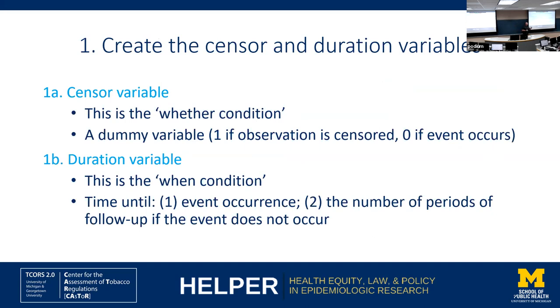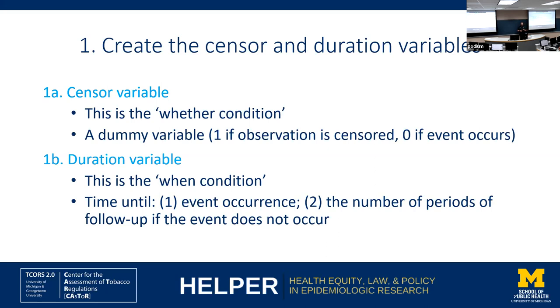All right, and if you think back to the weather and when condition for survival models, the censor variable is the weather condition. It's a dummy variable, one if the observation is censored and zero if the event occurs. So we're going to create the censor variable, right? Did the event happen, yes or no? So the weather condition, and then the when condition is the duration variable. This is the when condition.